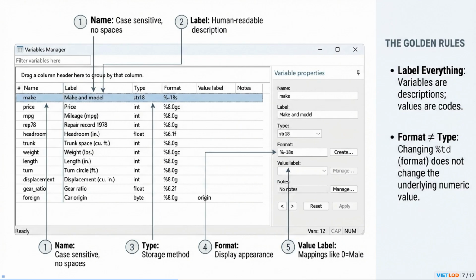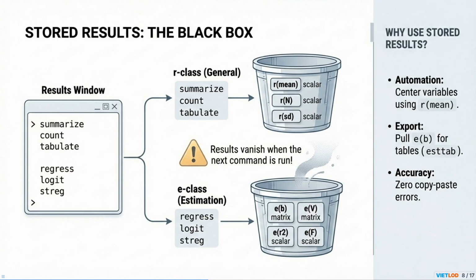The two golden rules are label everything to make your data understandable, and remember that changing the format is not the same as changing the type. For example, applying a date format %td doesn't change a variable from long to double.